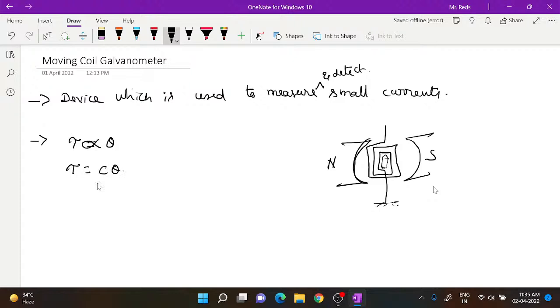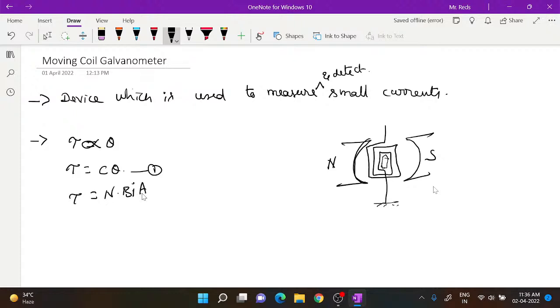C into theta, where C is a proportionality constant. We call it couple per unit twist. Whereas on this coil, having n number of turns, if current I is passing through it, provided the area of this loop is A, and it is in this magnetic field, then a torque tau acts on it, given by n into B I A.